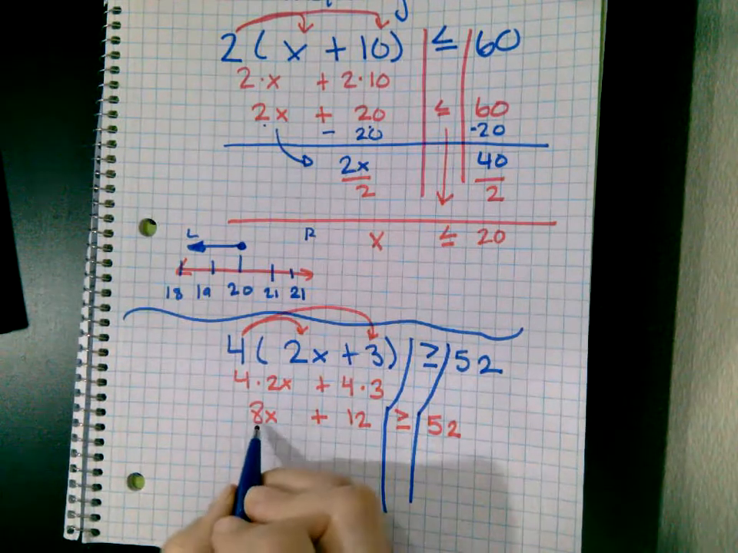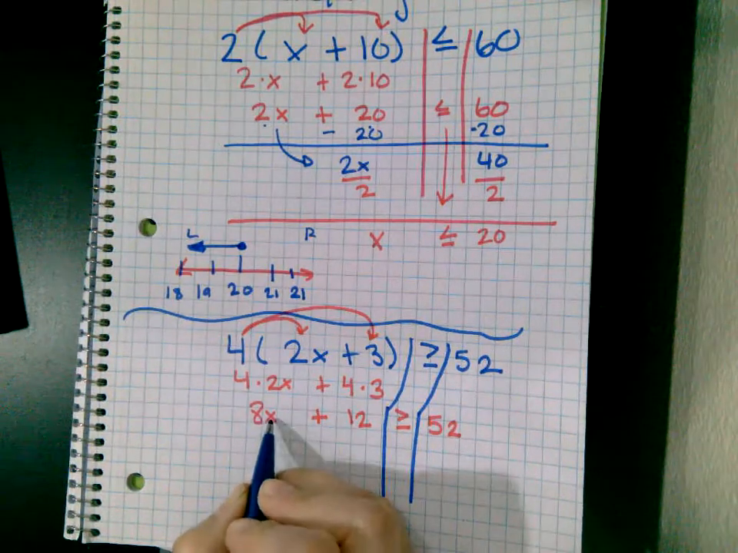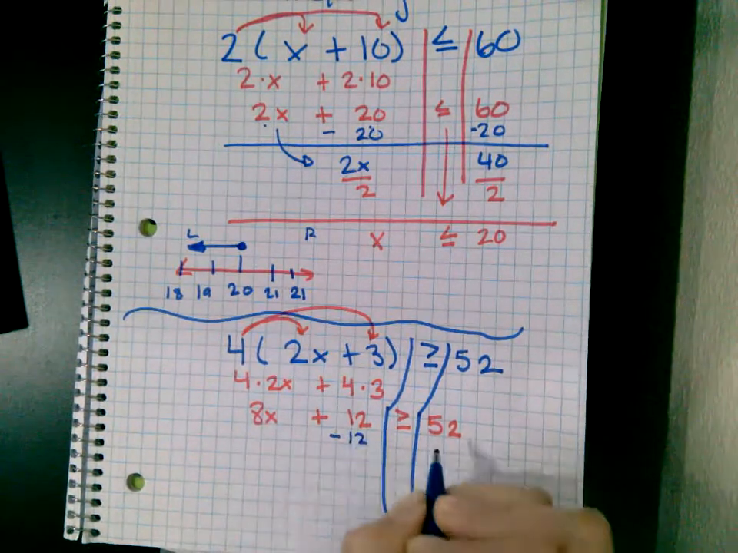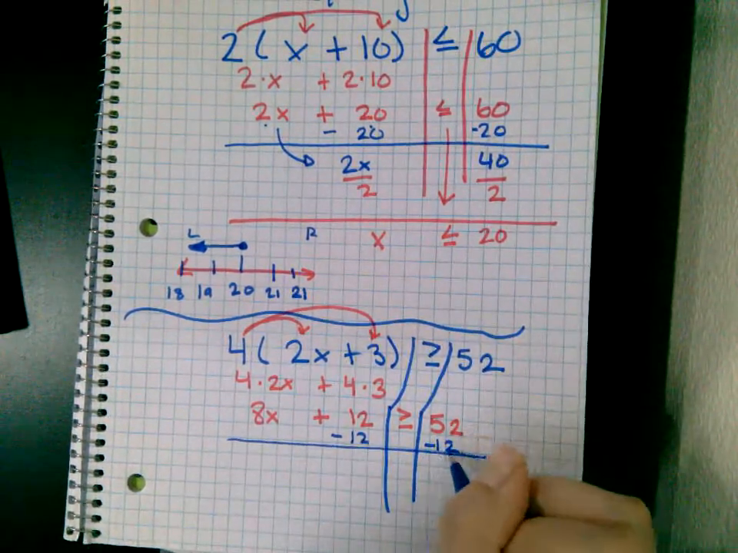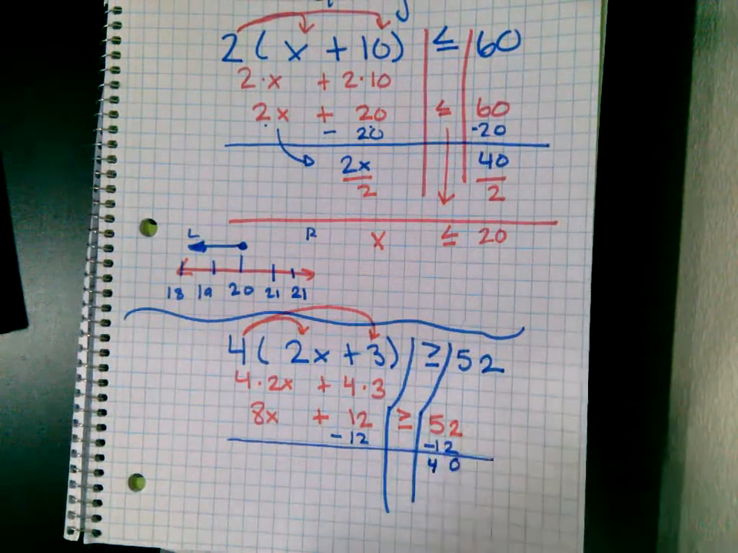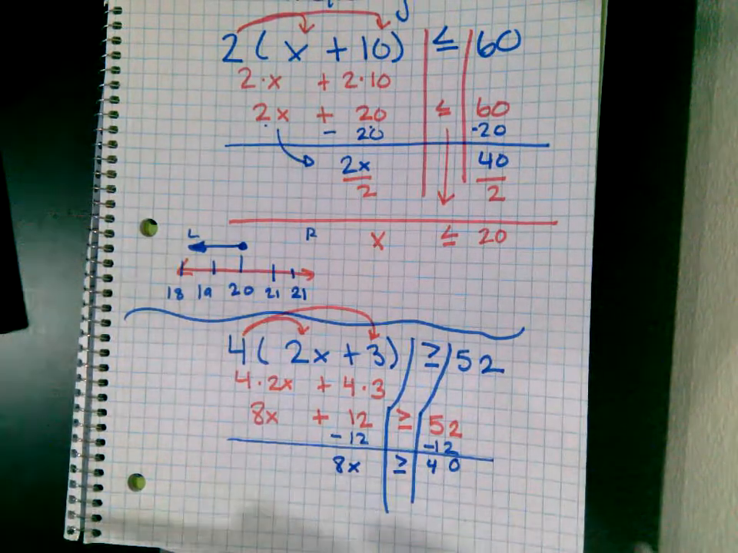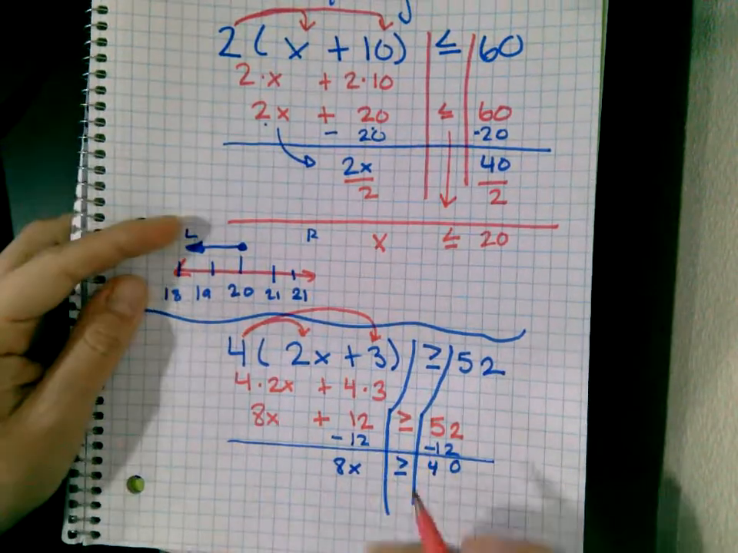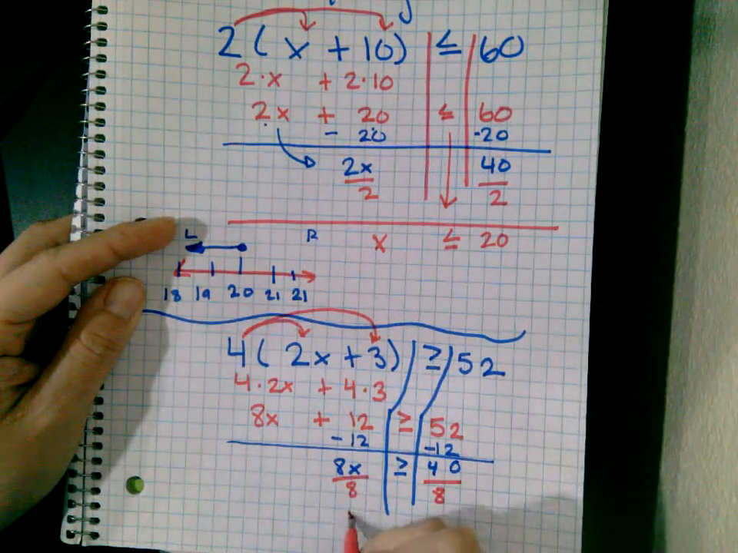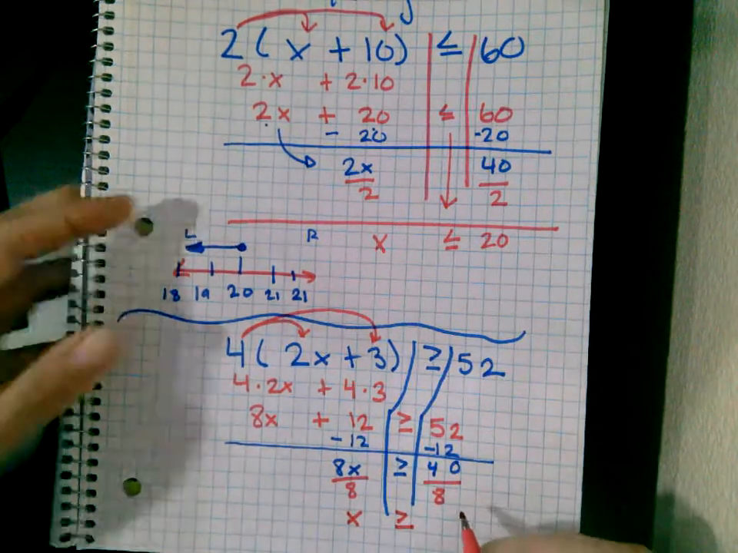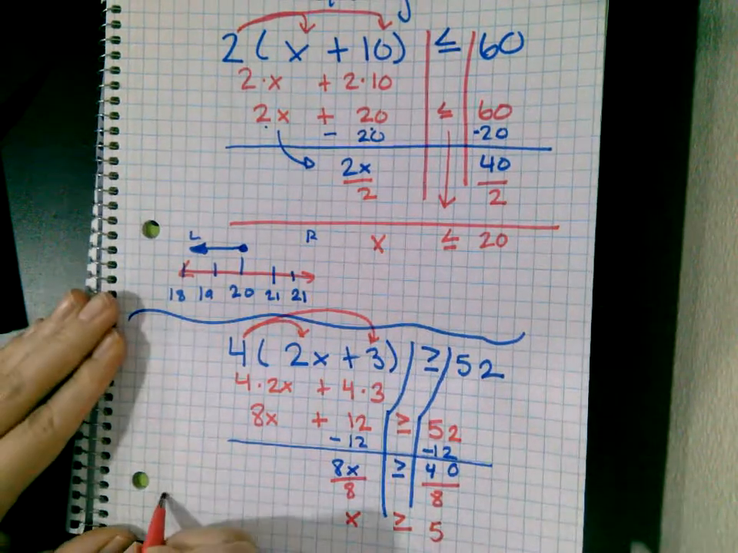You have to ask yourself, do I move the 8 or the 12 first? In this situation, we're going to move the 12 first because it's further away from the x. So I'm going to do minus 12 on both sides. We have 52 minus 12 is 40. And then 8x. So again, how do I move that 8? I have to divide by 8 on both sides. So I'm left with x is less than or equal to 5. And then I have to graph on the side.